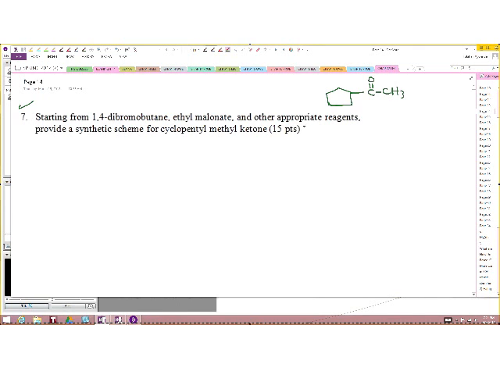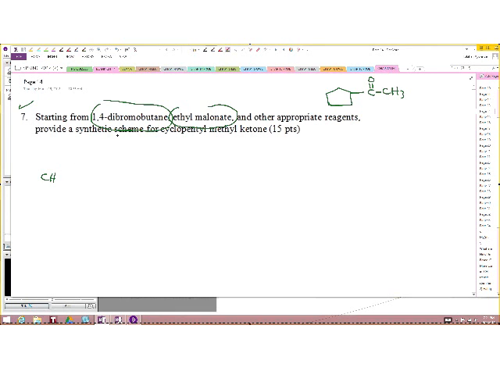Yeah, I think we did this. Didn't we do this? Or we did not? Okay, anyway. And this time you want to start with ethyl malonate and 1,4-dibromobutane. Okay, so how do we do that?